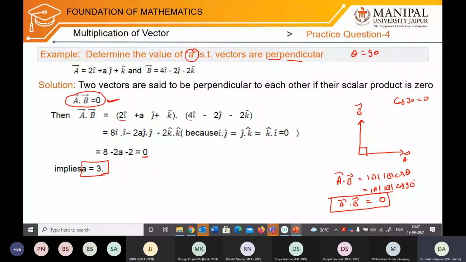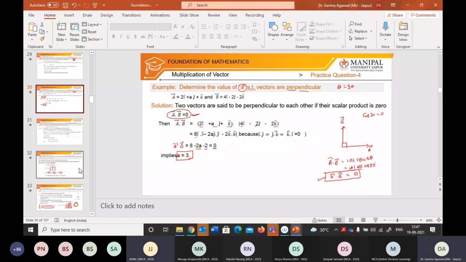2 into 4, that is 8. I dot I is 1. A into minus 2, that is minus 2A. J dot J is 1. And K dot K is again 1, and minus 2. And that should be equal to 0 by this condition. This dot product should be 0. So the value of A is 3. Okay, A will be 3 then. Yeah, got it. Now I got it. Thanks, ma'am.